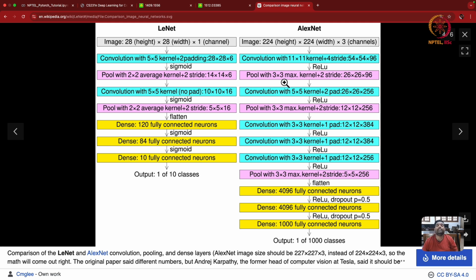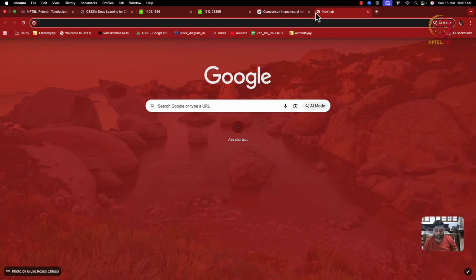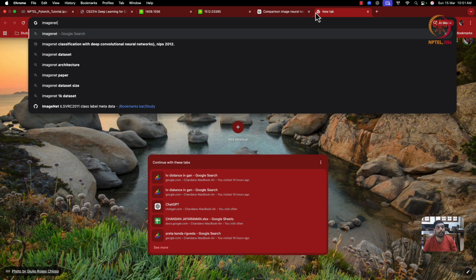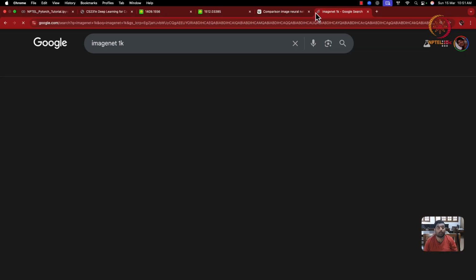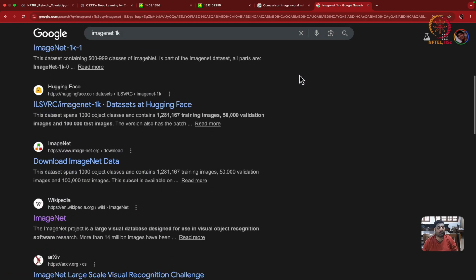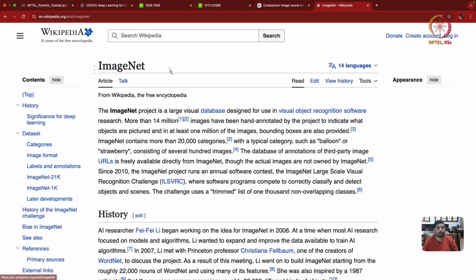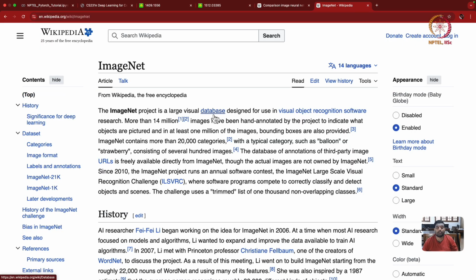Now, this ImageNet is a 1000 class problem. So the ImageNet is a 1K classification. That means that you have 1K classes.